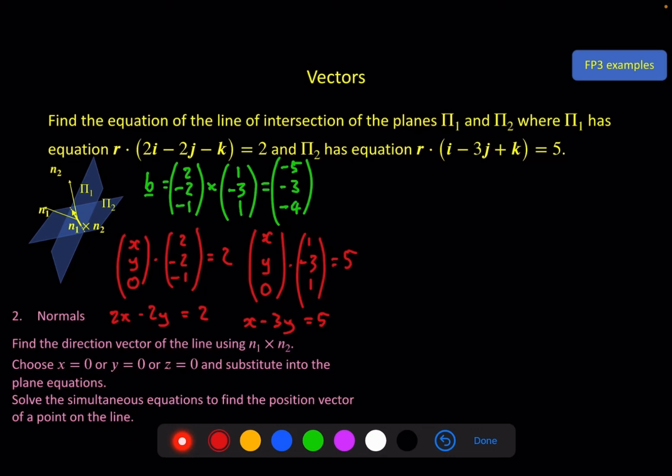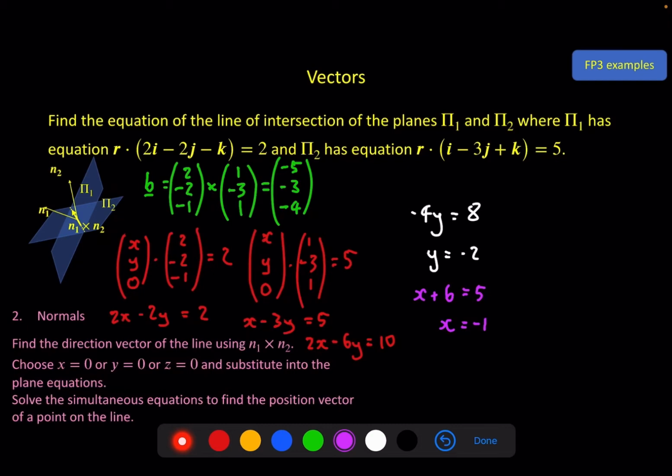And I combine these together. Let's double this up: 2x minus 6y is equal to 10. And subtract one from the other. So we get minus 4y is equal to 8. So y is equal to minus 2. And if y is equal to minus 2, let's just do this systematically so I don't make a mistake. We have x minus 3 times minus 2 plus 6 is equal to 5. So x is equal to minus 1.